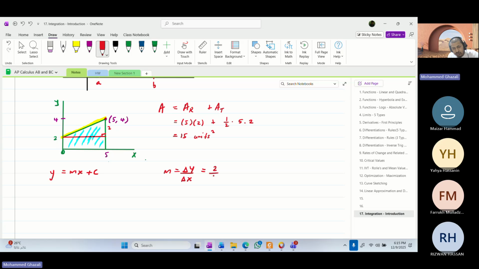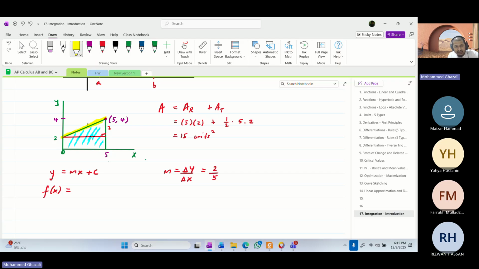Horizontal is 5, right? So 2 over 5. Are we good? Wait, f of x, sorry, what are you doing? I'm finding the slope of this line here, from 0 to 5, the highlighted line. Yeah, the highlighted line.